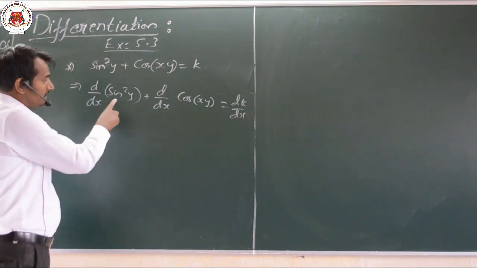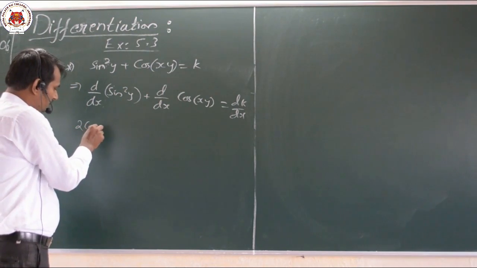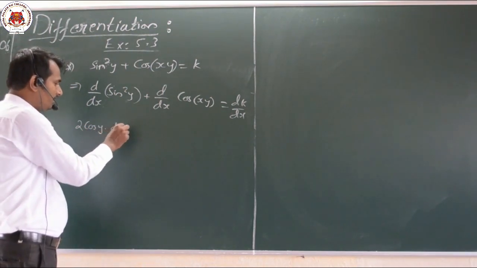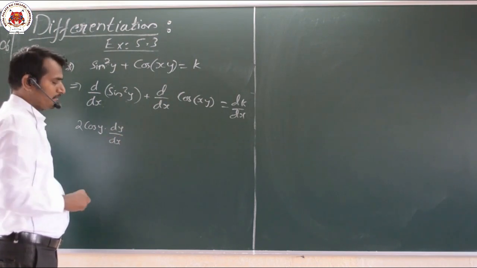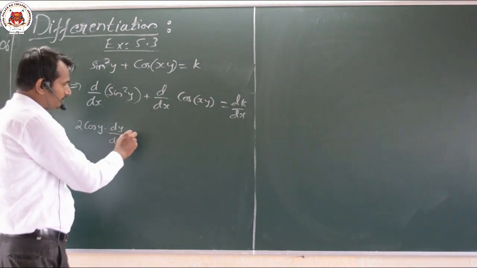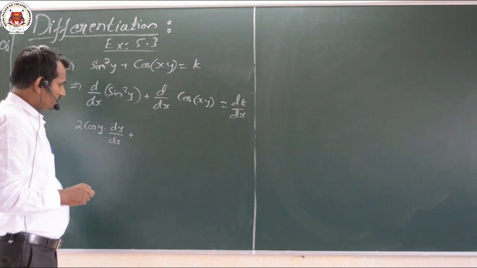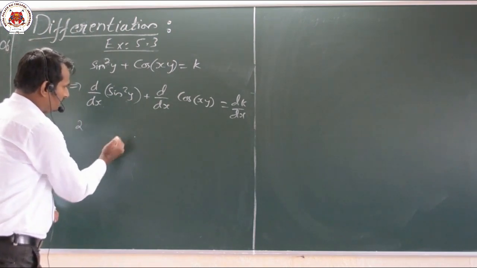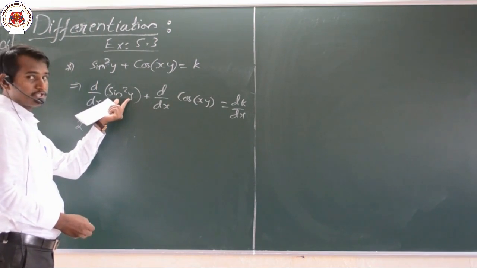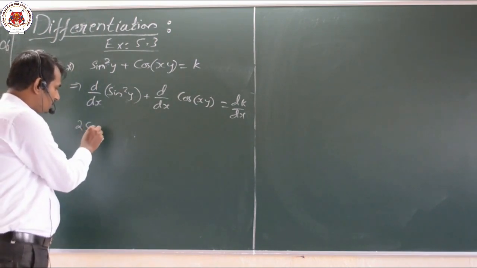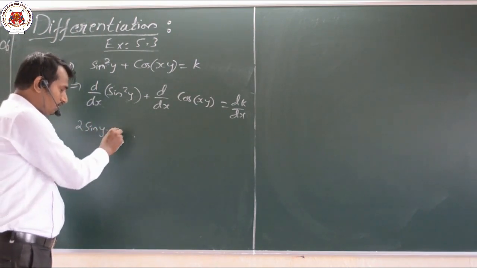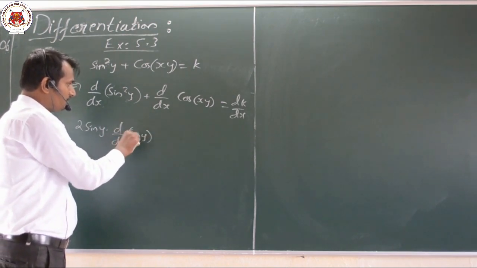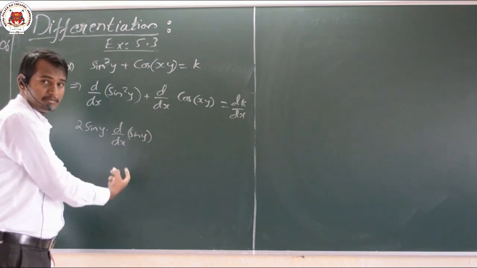Sin square y differentiation is first of all 2 sin y into further differentiation of this y, into dy by dx. First thing. Then plus. Okay. Actually it is x square here. X square differentiation is 2x. 2x means what it is? 2 sin y into further differentiation will be d by dx of sin y, that is nothing but here cos y.